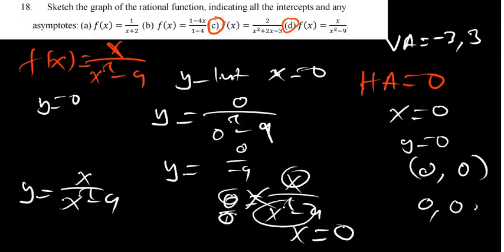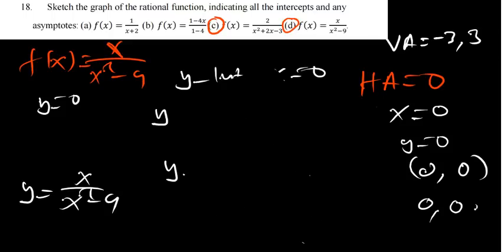Before we go anywhere, please ask. We are about to sketch the graph. Yes, we are about to sketch the graph. If you have got questions, please ask. We can continue, right? Yes. Okay, so there we go. So I have my points at 0, 0 only.